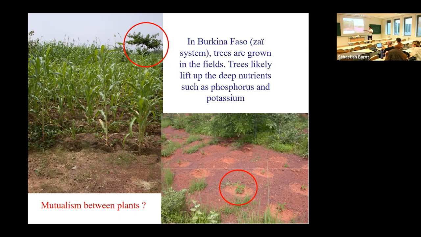To be able to grow trees, basically they dig the soils, and the soil is very hard. The fertility has been destroyed, the structure of the soil has been destroyed. So they dig small holes. They add organic matter into these holes, and they grow the small trees here and here and here. The water can infiltrate into these small holes, and apparently this allows the trees to grow. And they have regenerated hectares of forests.